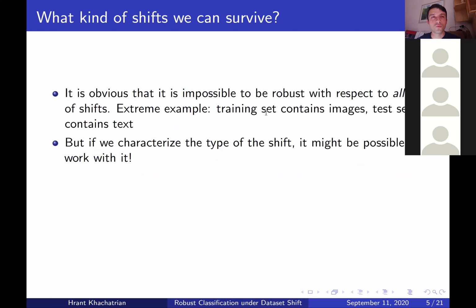A natural question arises: what kind of shifts can we survive? It is obvious that we cannot be robust with respect to all kinds of shifts, right? To give an extreme example, if you have images in your training set and you have text in your test set, you can't generalize, right? And this is also technically a dataset shift because the distribution of your inputs changes from images to texts. This is a very extreme example, and obviously we do not expect our machine learning models to work there. But there are other cases which should be manageable. So if we characterize properly the type of the dataset shift, we should be able to work with it somehow.